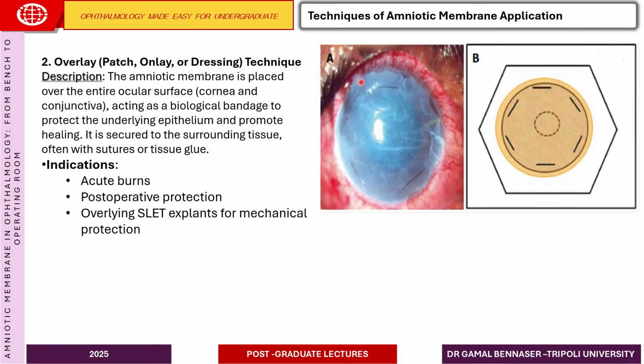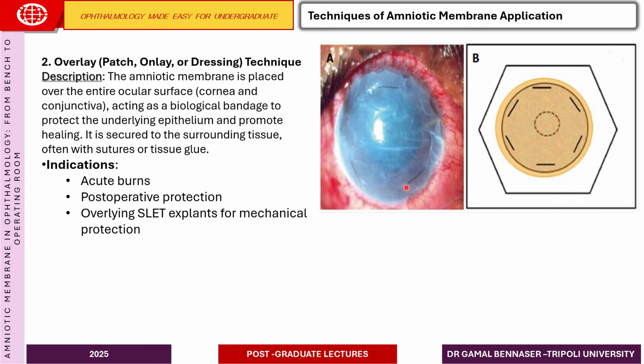The second way of applying the amniotic membrane is known as the overlay or patch technique, also called onlay. In this way, we are using the amniotic membrane not as a scaffold for the healing and proliferation of the epithelial cells, but as a biological bandage. Instead of a bandage contact lens, we cover the whole surface of the eye and secure it by sutures, as you can see here, or also by the use of fibrin glue. And the orientation here is also very important.